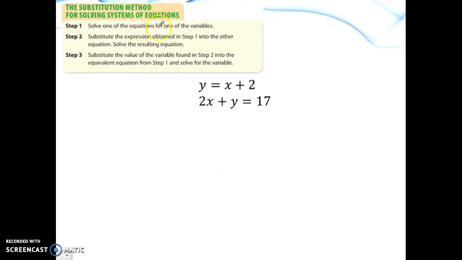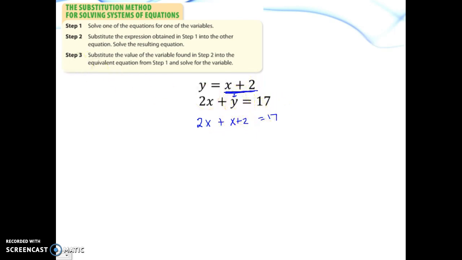So with an equation, following that same process, make sure for your substitution method that one of the equations is solved for a variable. So in this one, we have y solved so that y equals x plus 2. That means that in this equation here, this y also equals x plus 2. So instead of y, I can replace it or substitute it in with that x plus 2. So that would make this equation actually 2x plus x plus 2 equal to 17.